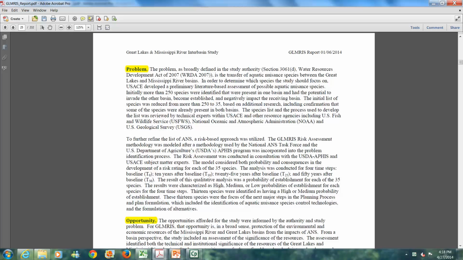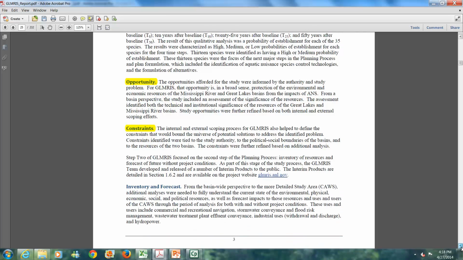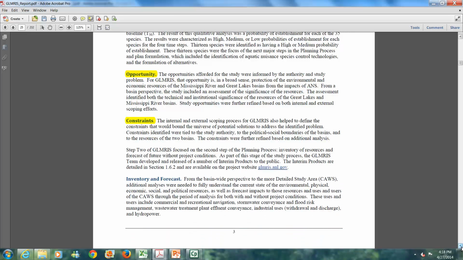I'm going to go to page 25 here because one of the things that we said was very important was to identify problems and opportunities. That was one of our pieces of paper. And you can see that the GLIMRIS study made an effort to do this. They also have constraints here. So they are indeed using some of these techniques that we've talked about.